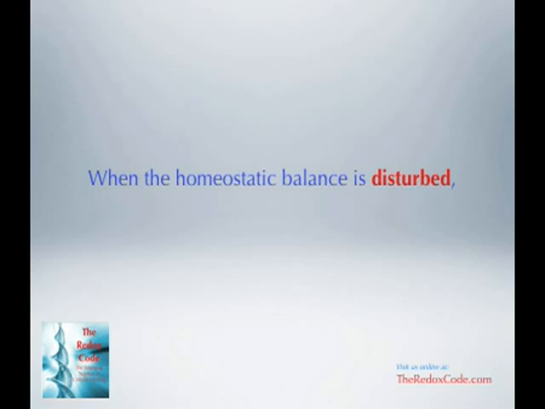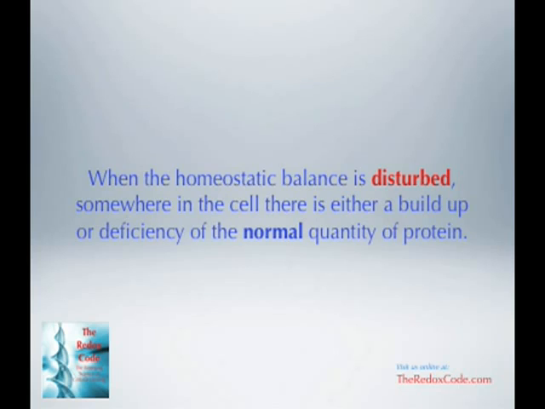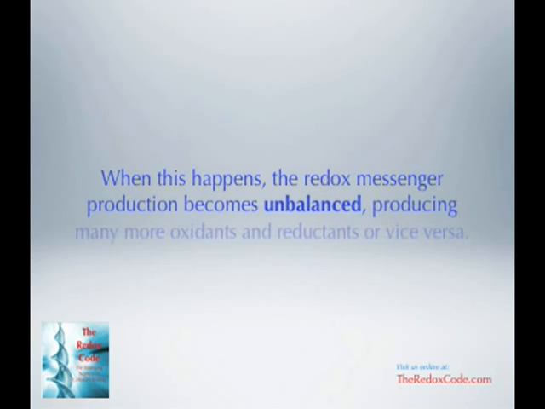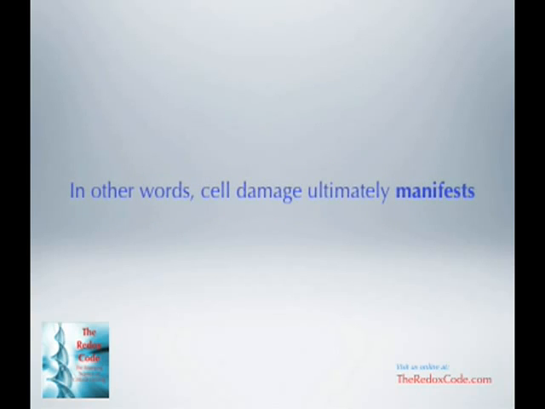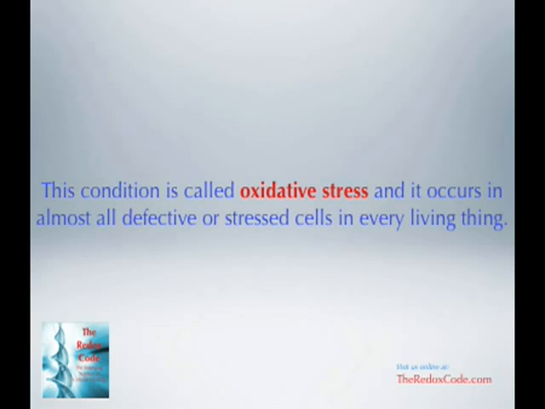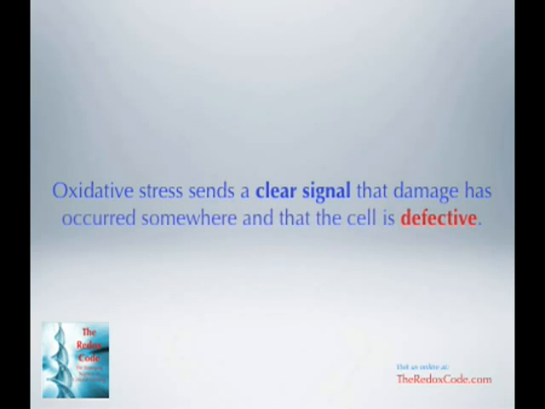When the homeostatic balance is disturbed, somewhere in the cell there is either a buildup or a deficiency of the normal quantity of protein. When this happens, the redox messenger production becomes unbalanced, producing many more oxidants and reductants, or vice versa. In other words, cell damage ultimately manifests itself as a buildup of oxidants or reductants. This condition is called oxidative stress, and it occurs in almost all defective or stressed cells in every living thing.